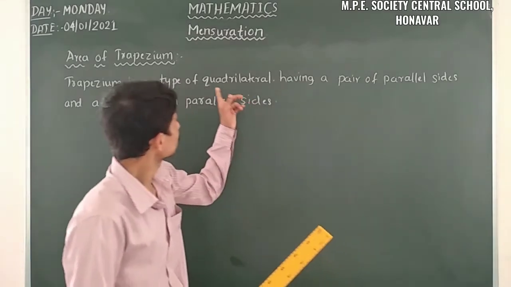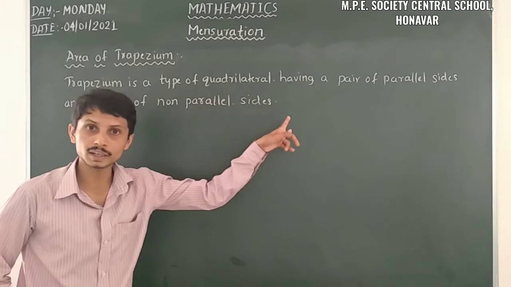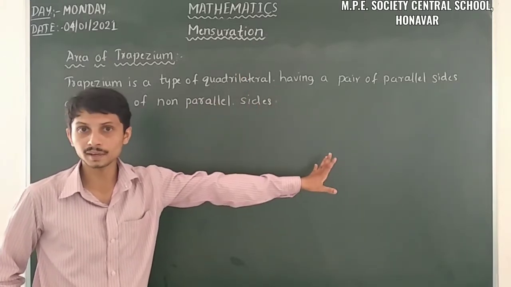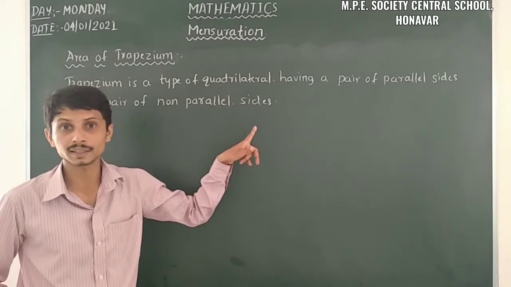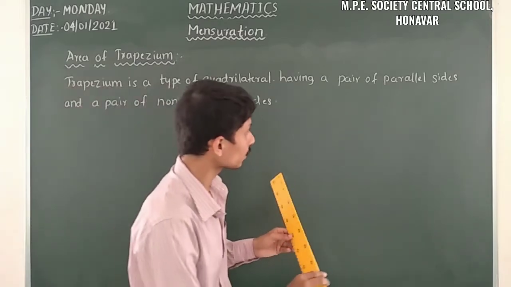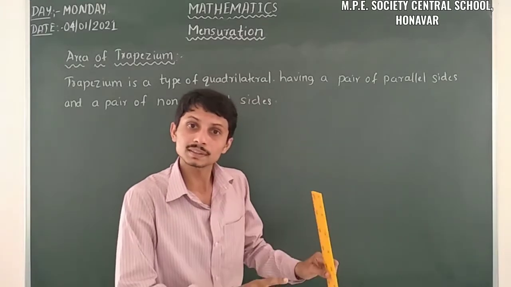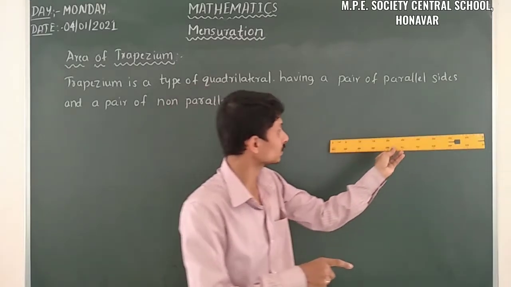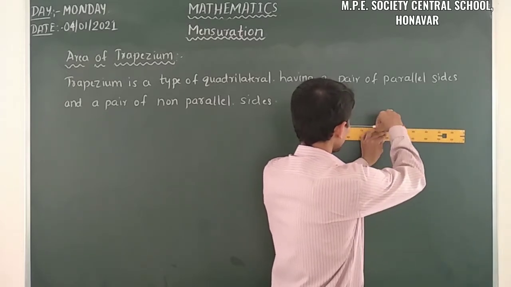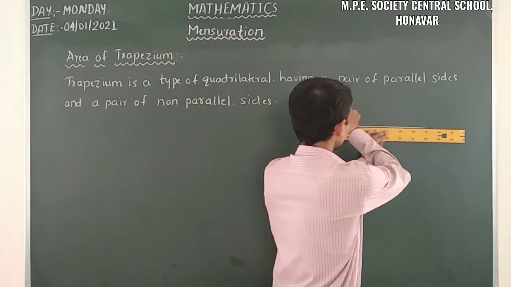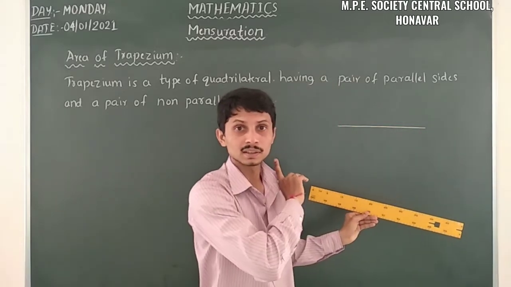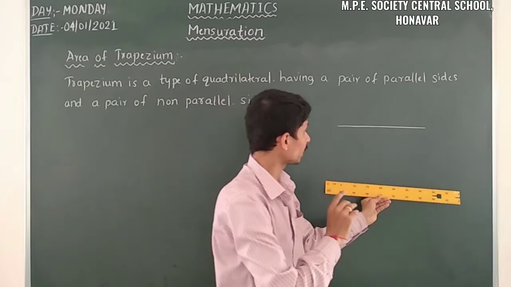Observe here, it is a quadrilateral having one pair of parallel sides and another pair of non-parallel sides. That means the non-parallel sides are the ones that intersect. One pair is parallel, so first we construct parallel lines. One line we write like this, and another parallel side should be greater than this side.